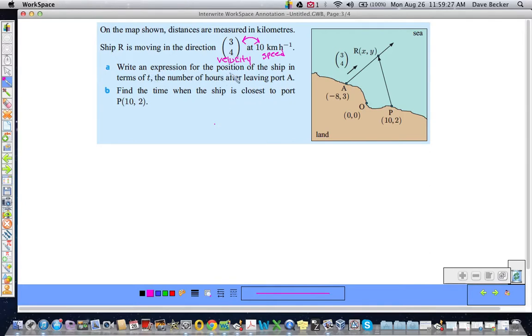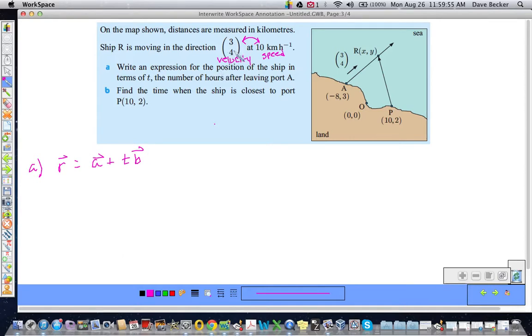Write an expression for the position of the ship in terms of t, the number of hours after leaving port A. So for part A, we are looking for r equals a plus tb. So we need a directional vector and we need a starting point. We have the starting point, which is -8, 3. We just need a directional vector, which you probably think is 3, 4.